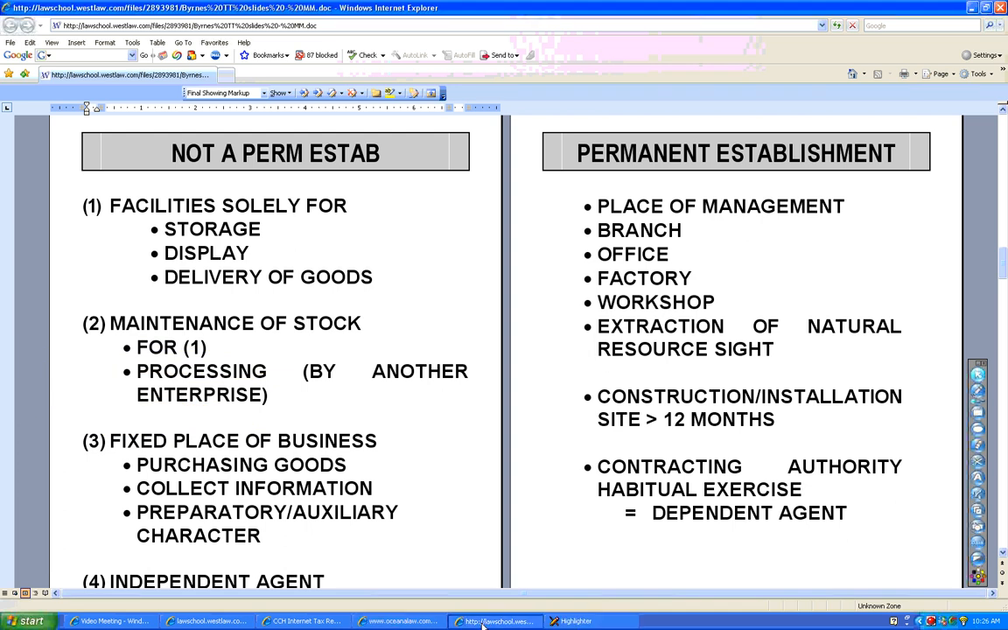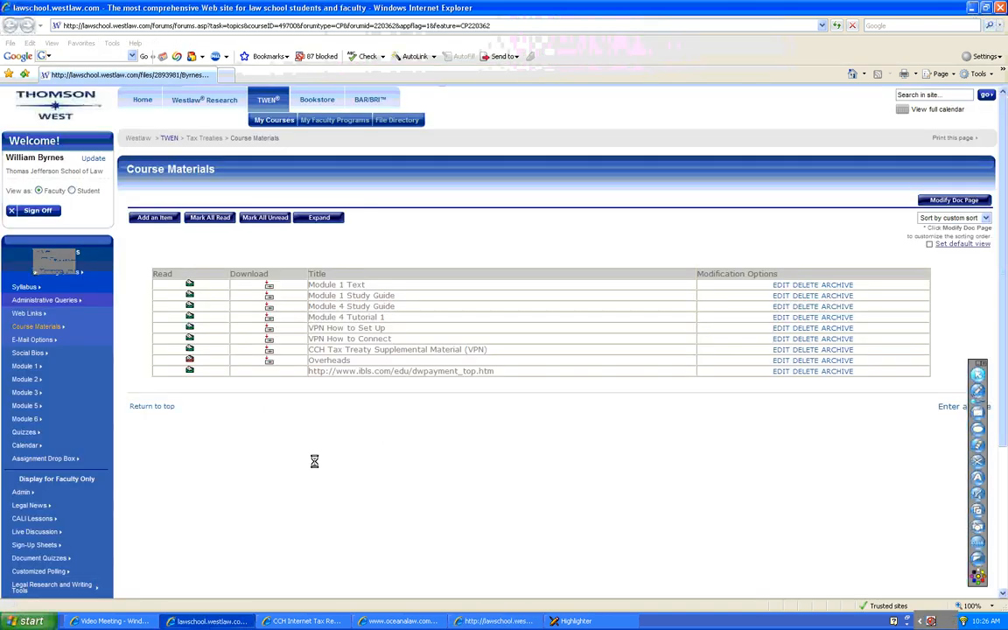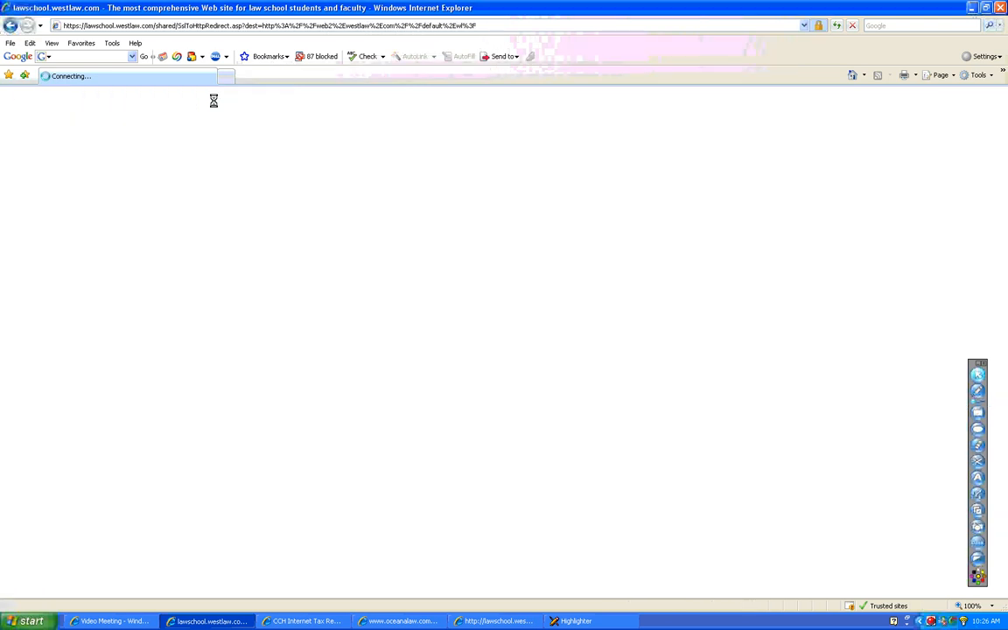Here I am in my Westlaw. Well, I think I'm in Westlaw, of course. Okay, that's my slides. Here I am in Westlaw, in the course. But Westlaw and Lexis are both also interesting search tools. With Westlaw, I'm clicking on the upper left-hand tab for research.